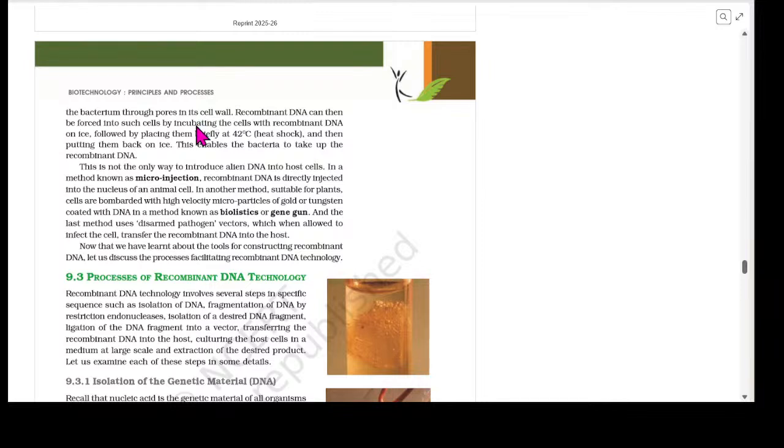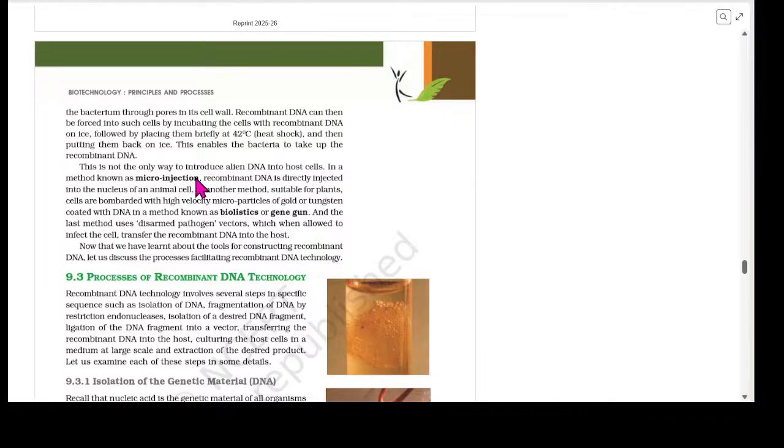Recombinant DNA can then be forced into such cells by incubating the cells with recombinant DNA on ice, followed by placing them briefly at 42 degrees Celsius, a heat shock, and then putting them back on ice. This enables the bacteria to take up the recombinant DNA. This is not the only way to introduce alien DNA into the host cells.